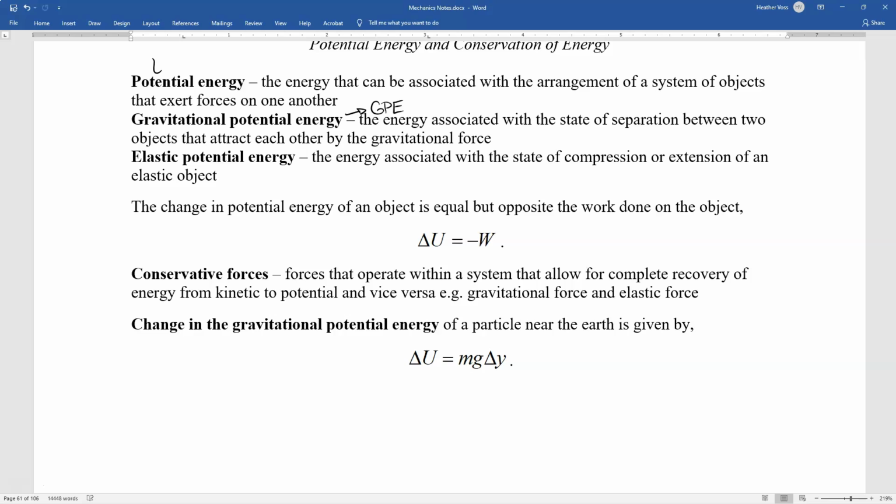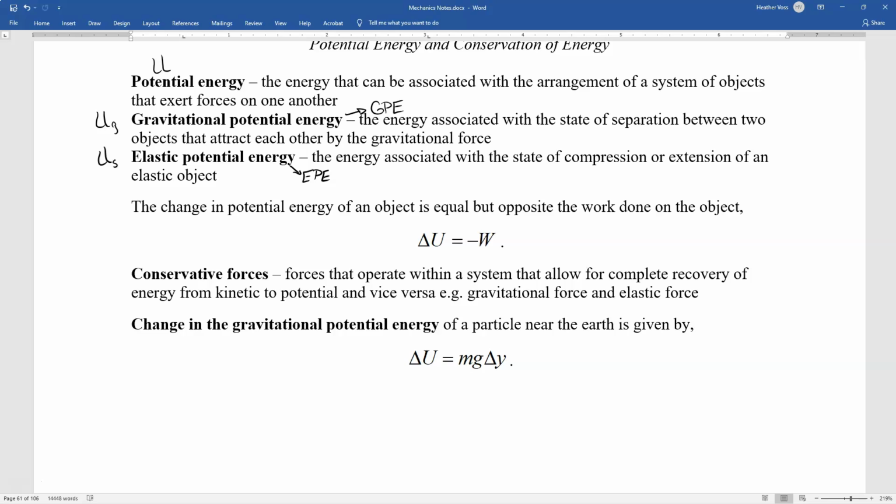Potential energy, the variable for that is U. Gravitational potential energy, we're looking at UG. Elastic potential energy, or spring, is US. So if you see me write this out on a board, you're going to see EPE, because elastic potential energy is a lot to write. So abbreviations out of the way.